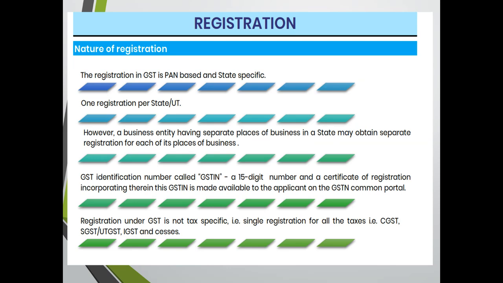Then registration is not as specific. You know there are CGST, SGST for intrastate supply, IGST for interstate supply. In case you are in a Union Territory, then instead of SGST it would be CGST and UTGST. So for specific UTGST, SGST, CGST, IGST, separate registrations are not required. Within a single registration, you can remit, you can collect, you can avail input on all these taxes. So it is not tax specific, it is PAN specific and state specific.